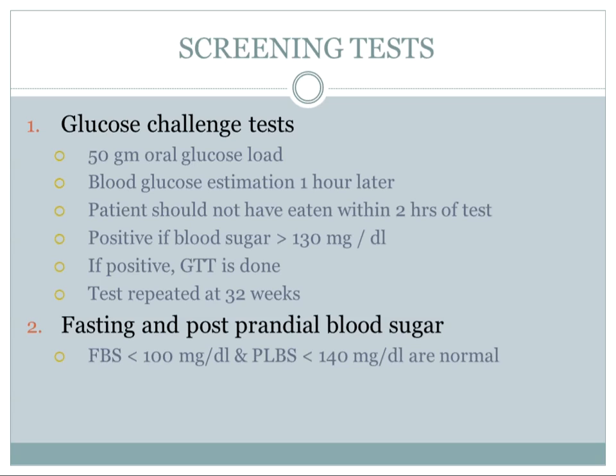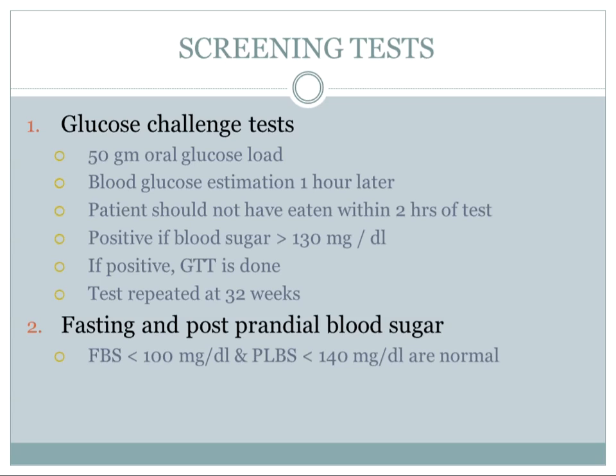Now, how do we screen these patients? Previously, we used to do a test called the glucose challenge test. Here, the patient, irrespective of whether she is fasting or not fasting, can be tested when she comes for the first visit itself. 50 grams of glucose is given to the patient, mixed in some water, and she is asked to drink this, taking about 10 minutes for drinking, and then 1 hour later blood glucose is estimated.